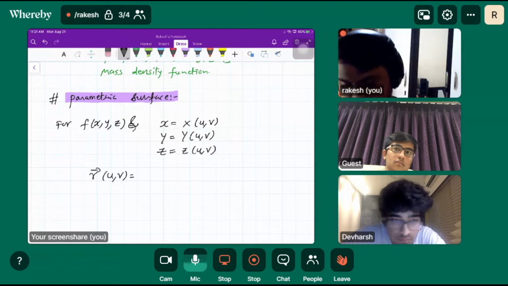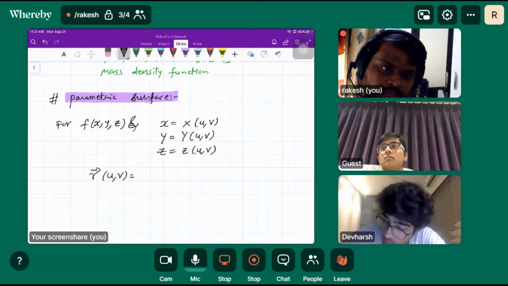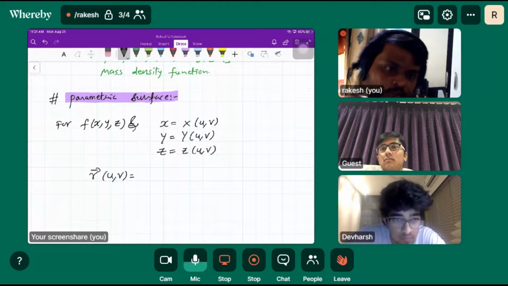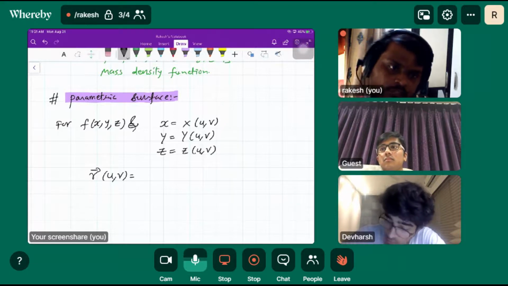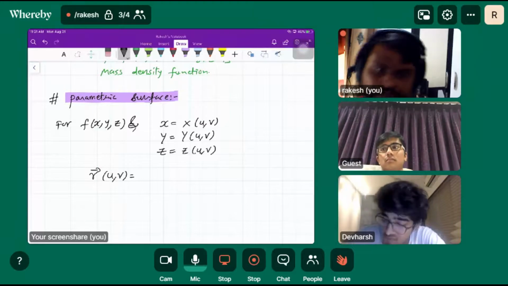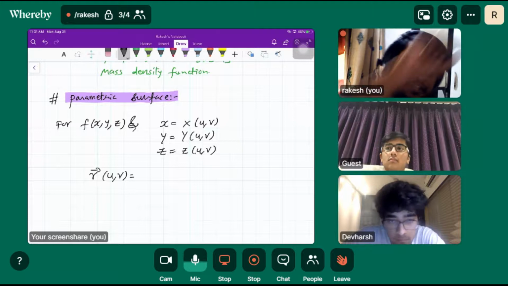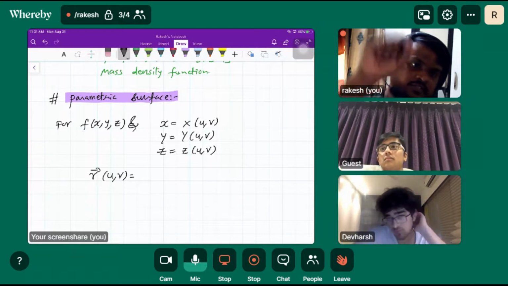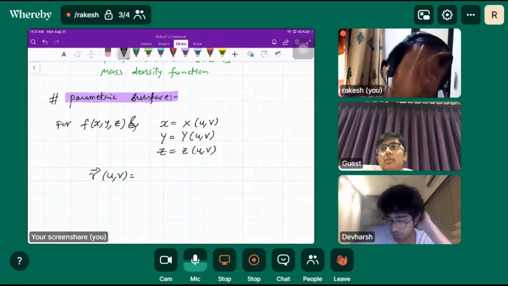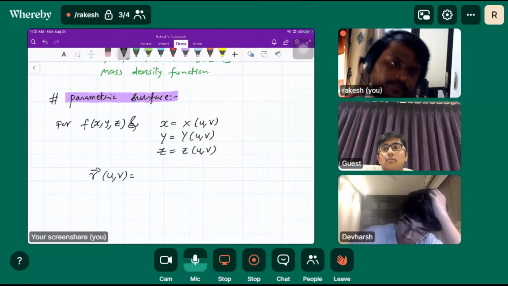So the position vector of every point on the surface can be written as r bar (u, v). Do you understand what a position vector is? A position vector defines every point by using a vector, with the reference taken from the origin. That's why the vector is very easy for interpreting the surface.